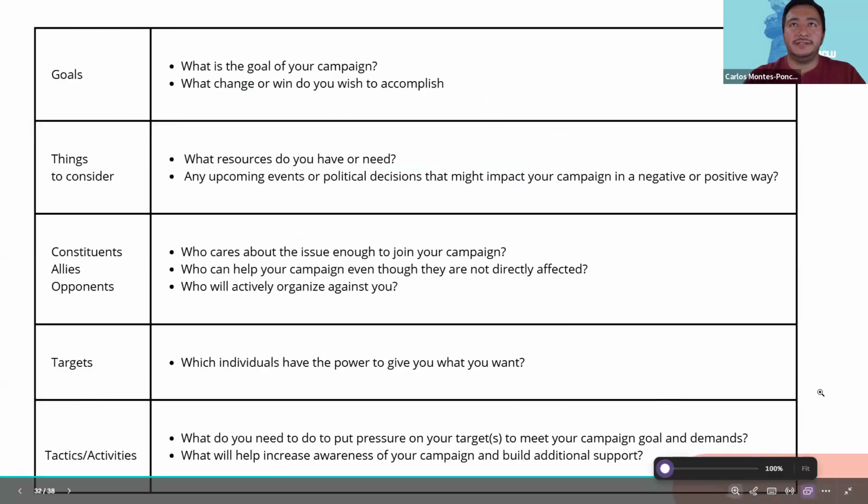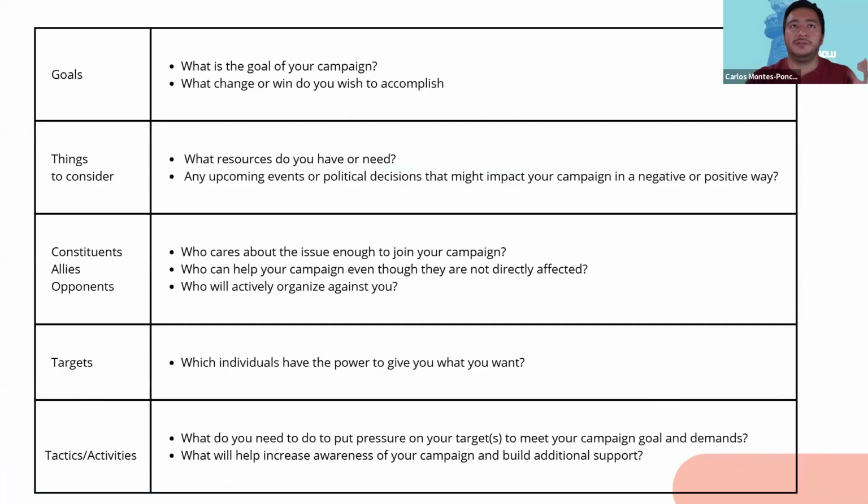We've created this table right here that talks about, that'll help you outline some of your advocacy plan, right? So there's our goals, our things to consider, the constituents, allies, and our opponents, our targets, our tactics and activities. And we added some beginning questions, where you as advocates can begin to ask yourself things like, what are the goals of your campaign? Who cares enough about this issue to join your campaign?